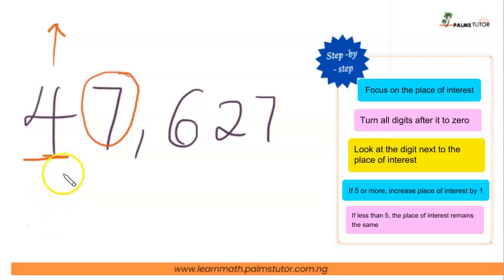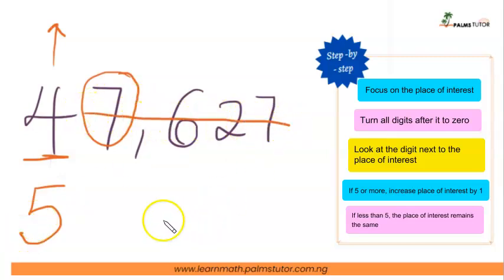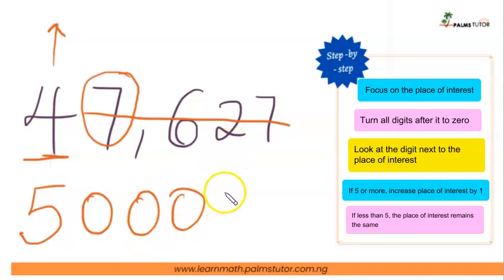Let's see. 7 is more than 5, so it doesn't just turn to 0, it is big enough to change this to 5. So 4 becomes 5, every other digit becomes 0. 0, 0, 0, and 0, because we have 4 digits, 1, 2, 3, 4 after it. So this is 50,000. What that means is that 47,627 is closer to 50,000 than it is to 40,000. Is that not true? So that's it.